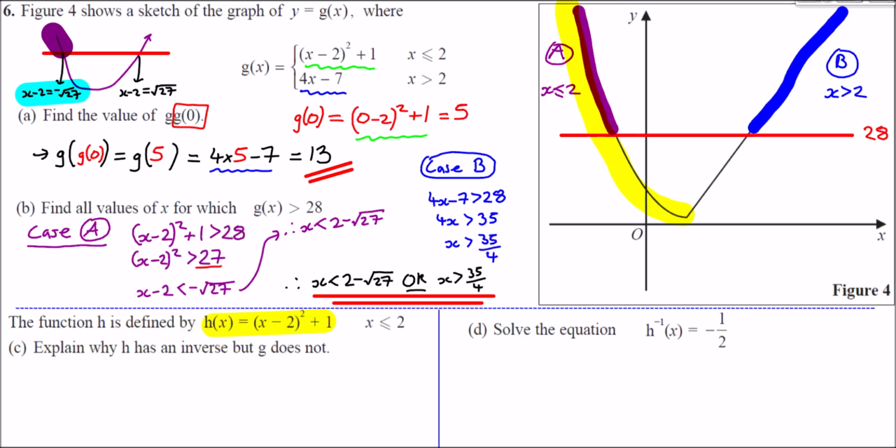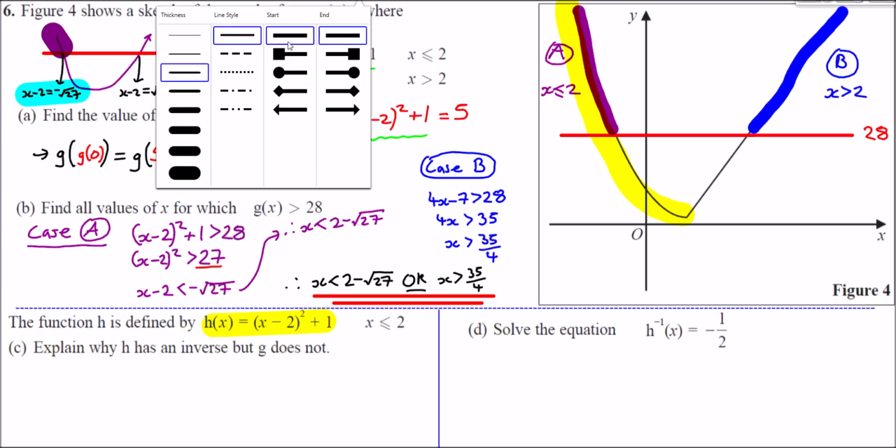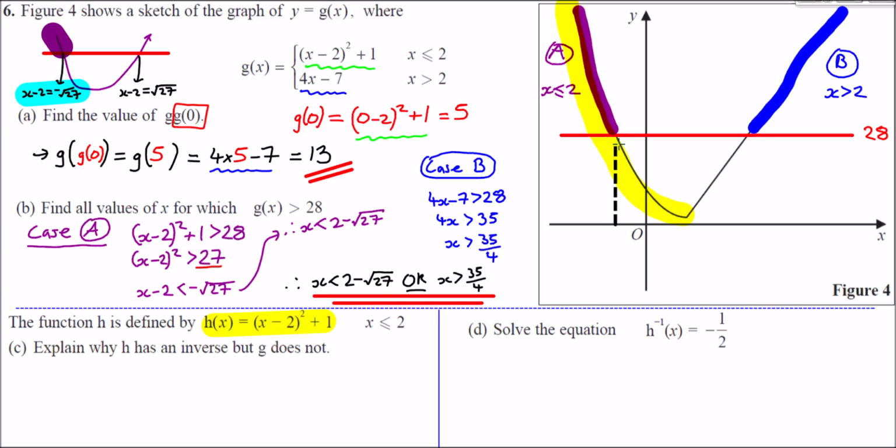Now this curve, hopefully you can see, is a one-to-one mapping. Each one x goes to one y. For a function to have an inverse, it must be a one-to-one mapping. h of x defined this way is, but g of x, this one with part A and part B, isn't. This is a many-to-one mapping.